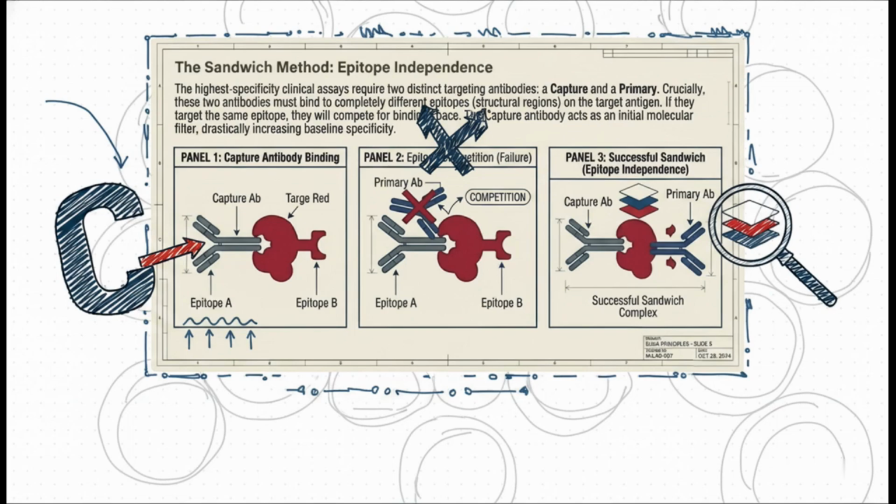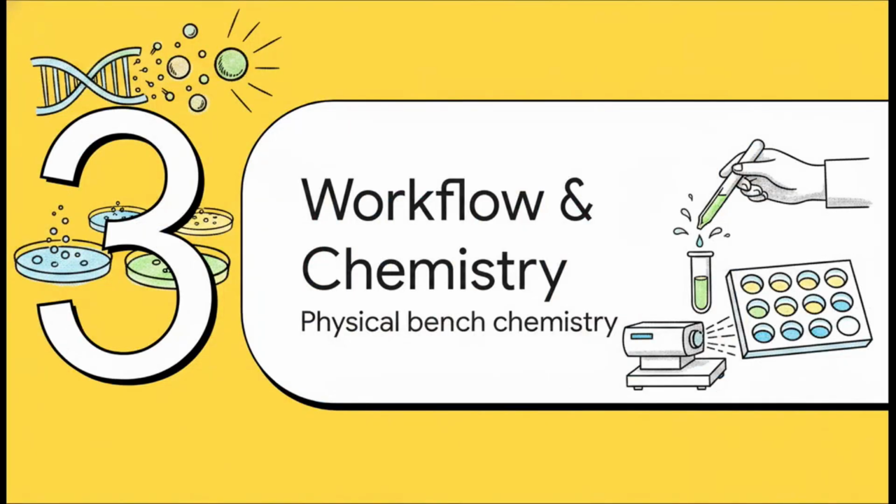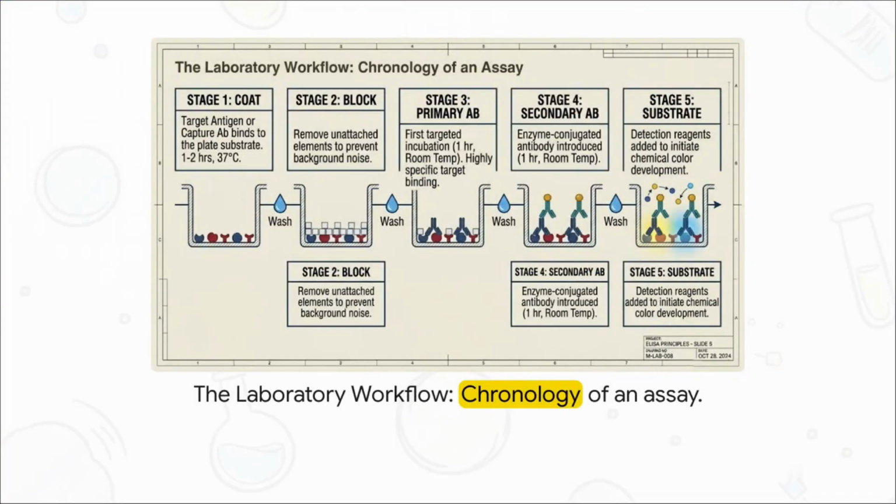So by requiring two distinct binding events, you drastically increase the baseline specificity of the test. All right, on to section 3, lab workflow and color chemistry. Let's shift from molecular architecture to physical bench chemistry. Translating this to the real world, this whole microscopic process takes hours to physically complete at the bench.